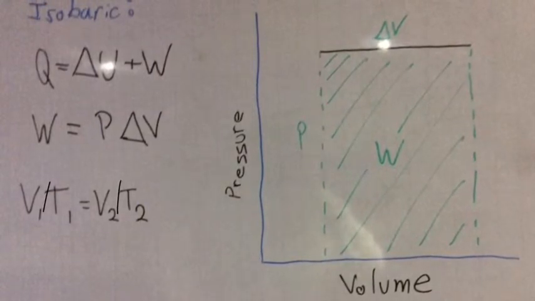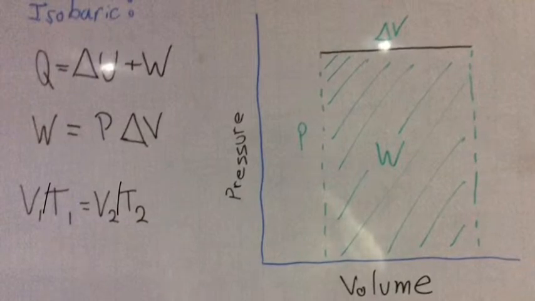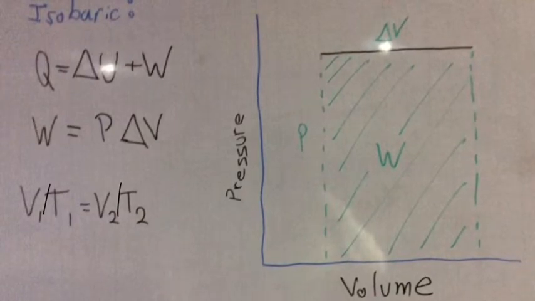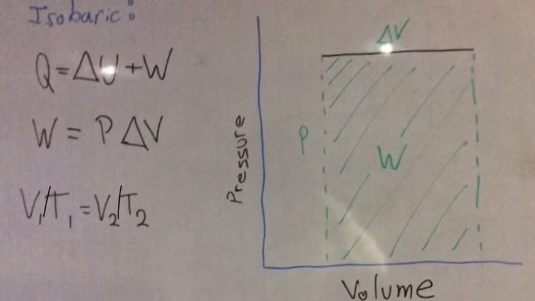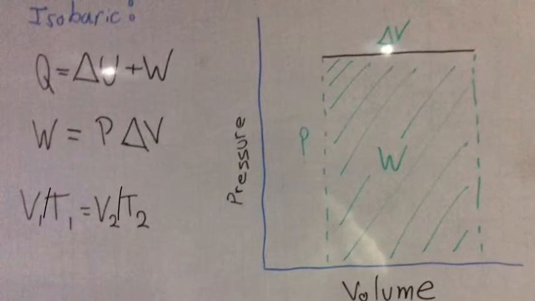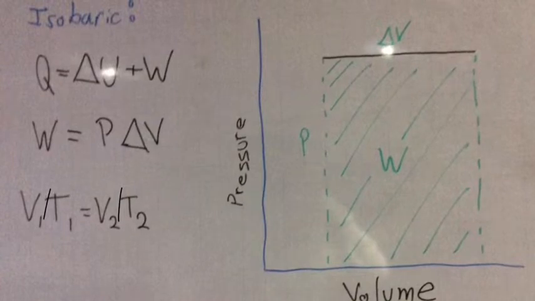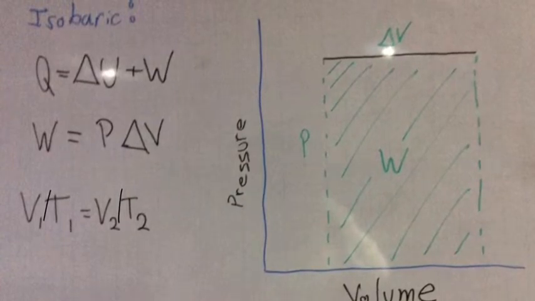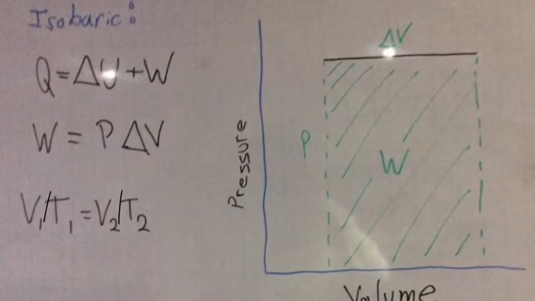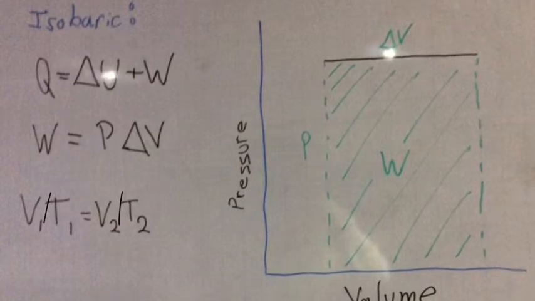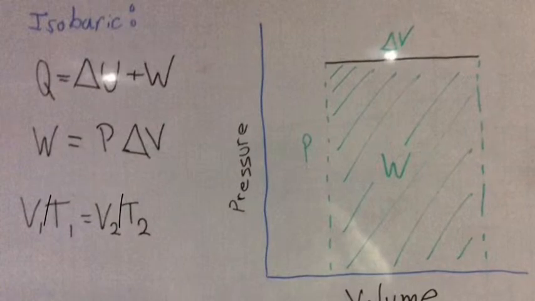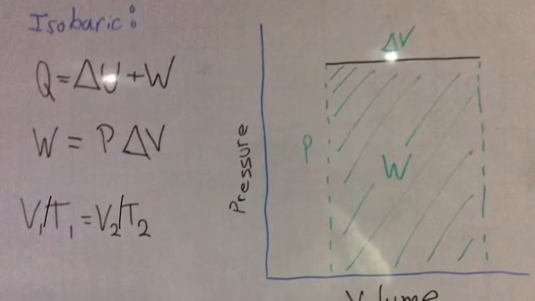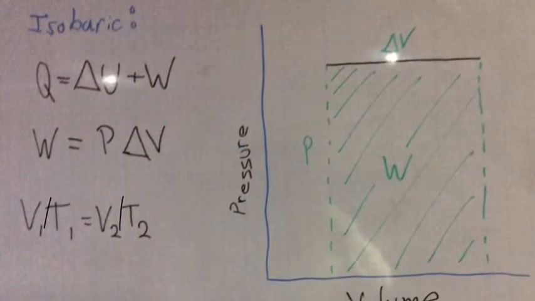To calculate the heat in this type of process, we use the formula heat is equal to change in internal energy plus work. Meanwhile, for finding the work, we simply find the area of the shape in the pressure-volume graph, where work is equal to pressure times change in volume. We may also use the relation volume 1 over temperature 1 is equal to volume 2 over temperature 2. And in a pressure-volume graph, this process would look as shown.